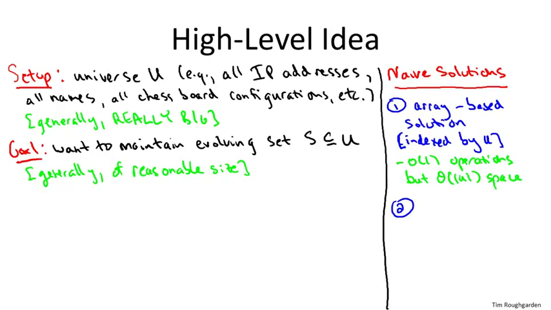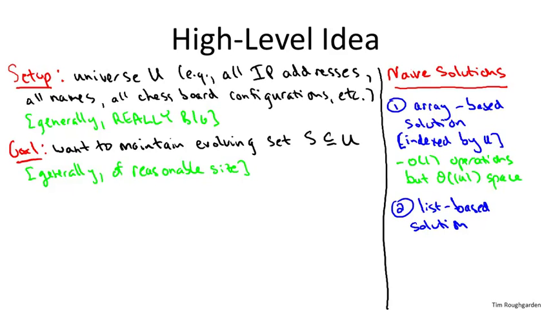Now, of course, to get the memory proportional to the size of the set that you're storing, an easy solution would just be to use a list, say a doubly linked list, something like that. With a list-based solution, the good news is your memory is certainly proportional to the size of the set that you're storing, and it's independent of the size of the universe from which these elements are drawn.